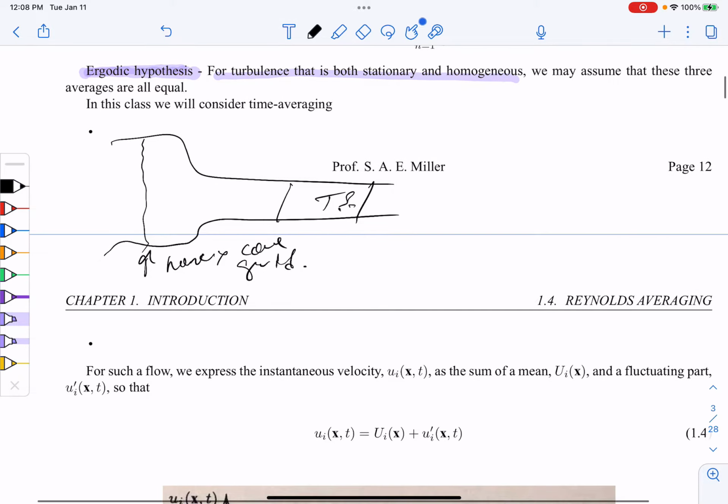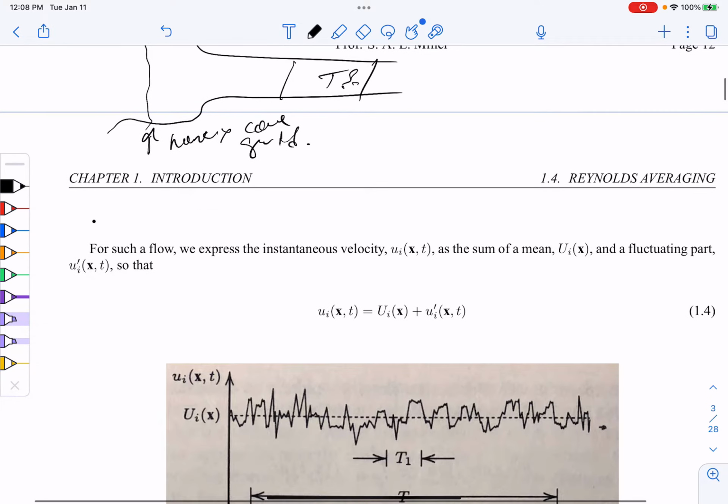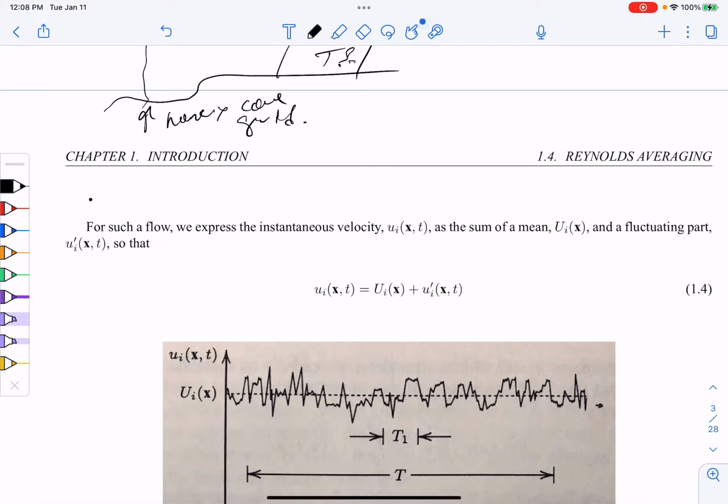Now we can define the Reynolds average itself, which I wrote down in the previous class. This is the velocity as you know it from the equations of motion, whether that's the Euler equations or Navier-Stokes equations. We do a summation decomposition into an average part, which we'll just write as capital U, and a fluctuating part, which we'll write with a prime. So this is the fluctuating part, and this is the mean.